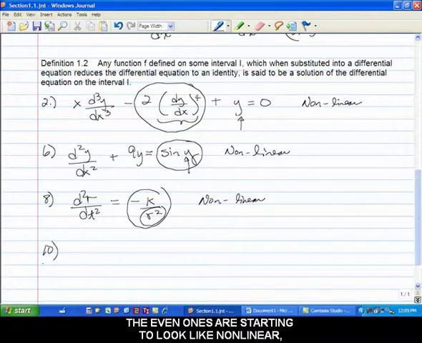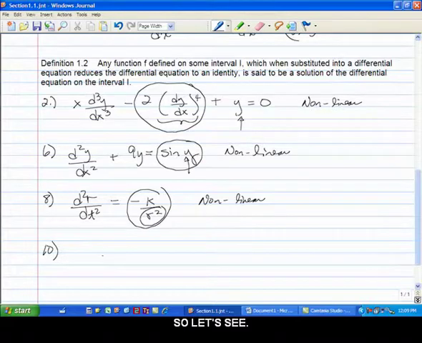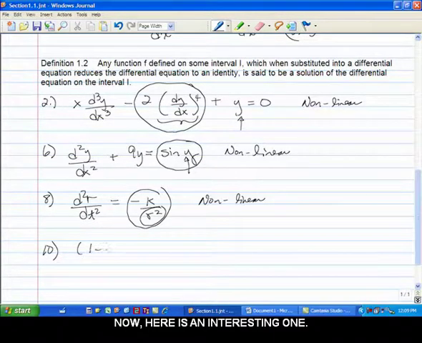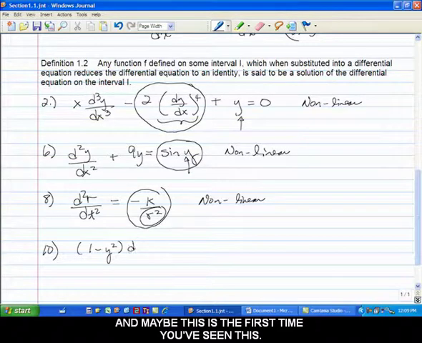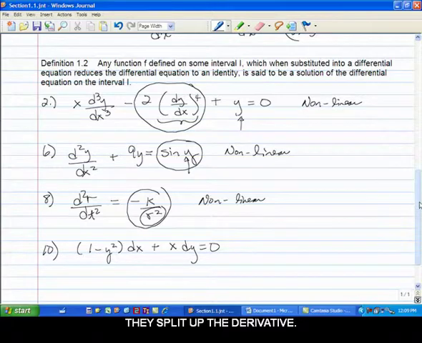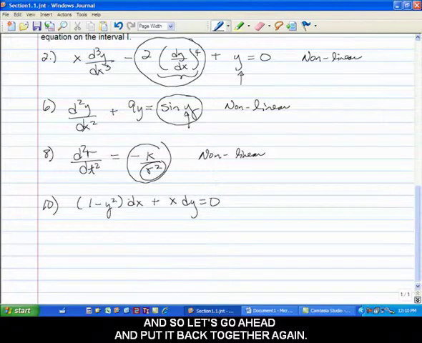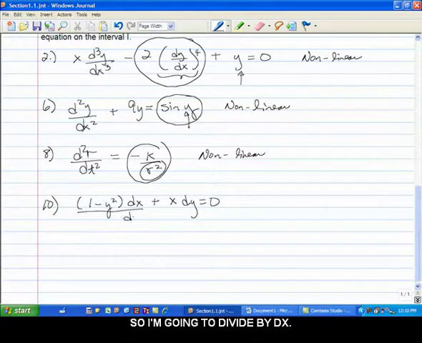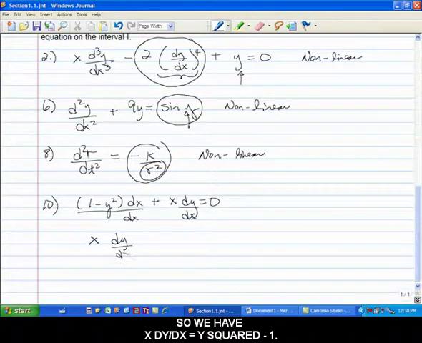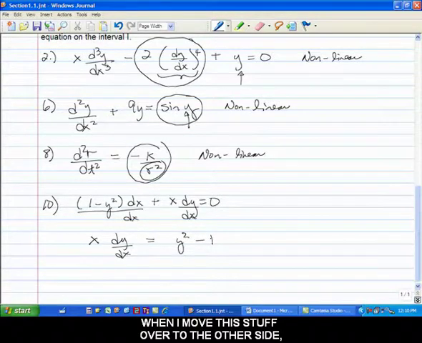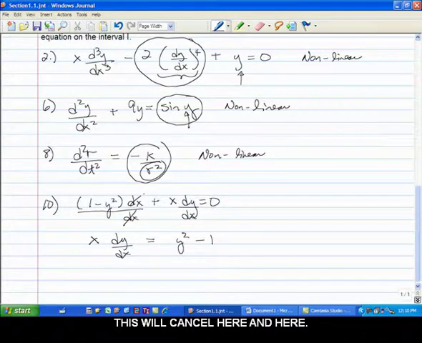Gee, I think the even ones are starting to look like nonlinear. So let's see. Now here is an interesting one, and maybe this is the first time you've seen this. They've split up the derivative. Isn't that amazing? And so let's go ahead and put it back together again. So I'm going to divide by dx. So we have x dy dx is equal to y squared minus 1. When I move this stuff over to the other side, it'll become y squared minus 1. This will cancel here and here.